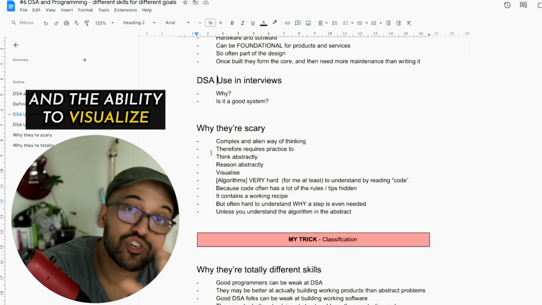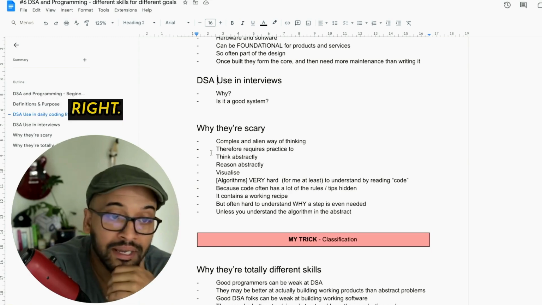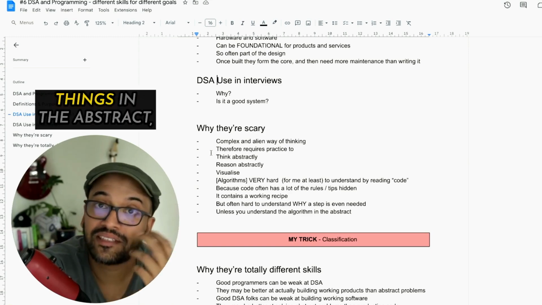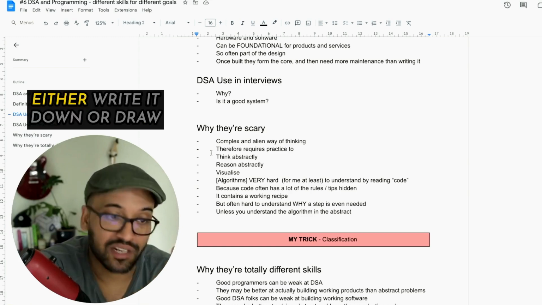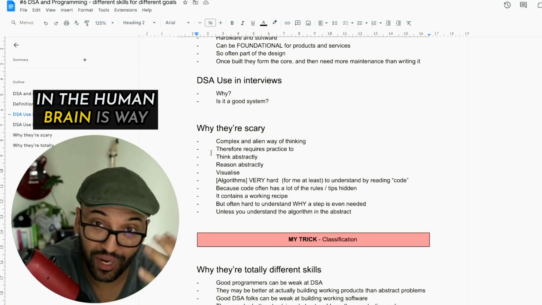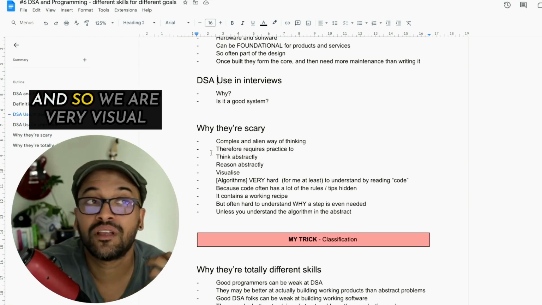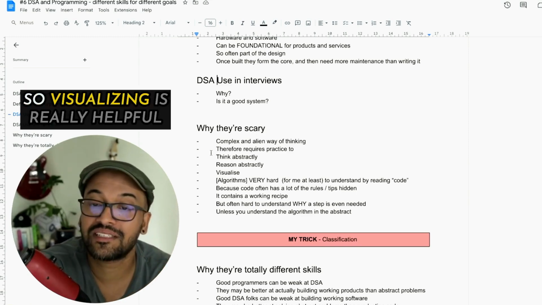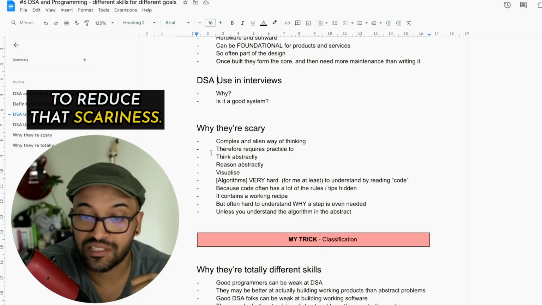And the ability to visualize things I find very helpful, right? So often to understand things in the abstract, we need to visualize it, either write it down or draw diagrams or something, because the visual cortex in the human brain is way bigger than any other part of the brain. And so we are very visual creatures. So visualizing is really helpful to reduce that scariness, okay?